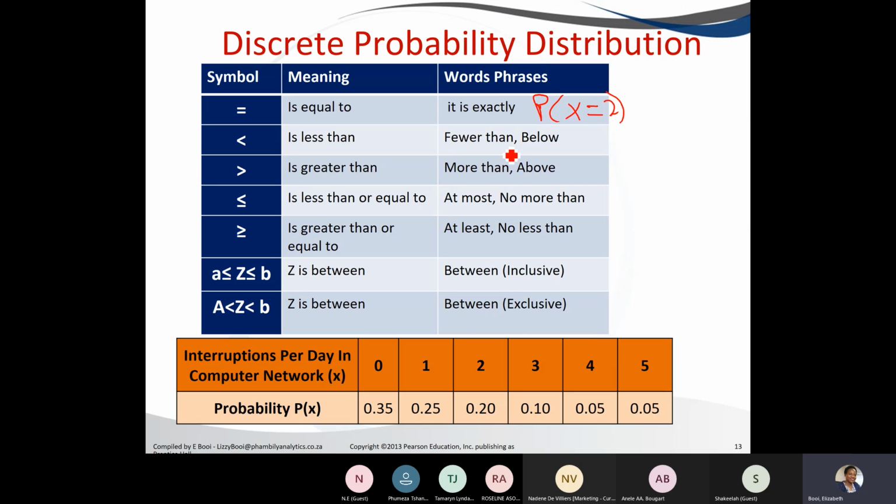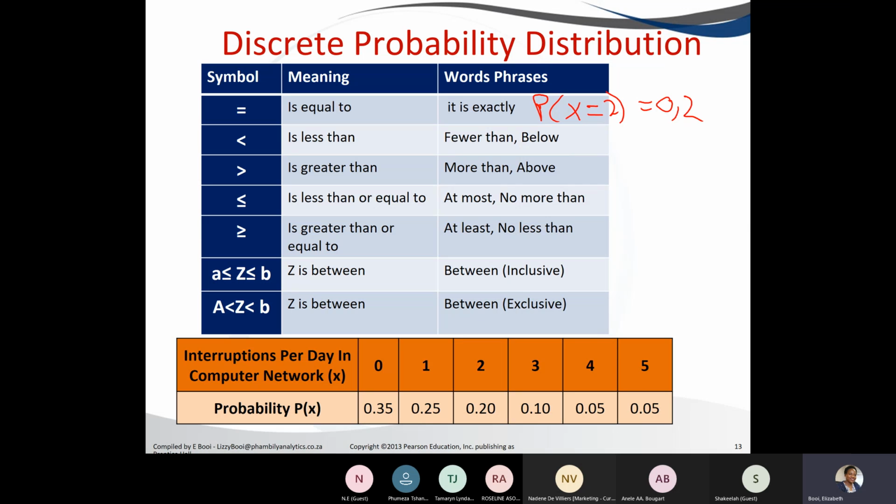What will be the probability that there's exactly two interruptions happening per day? If we look at this table, I will interpret it because it says equal. Therefore, it will be 0.2. That will be the probability of equal.